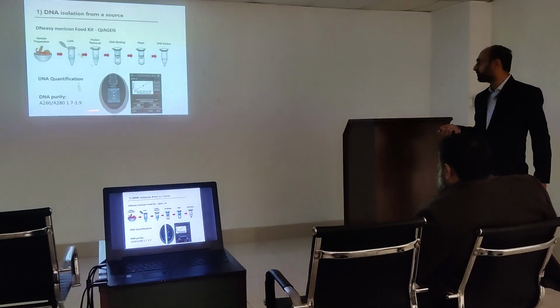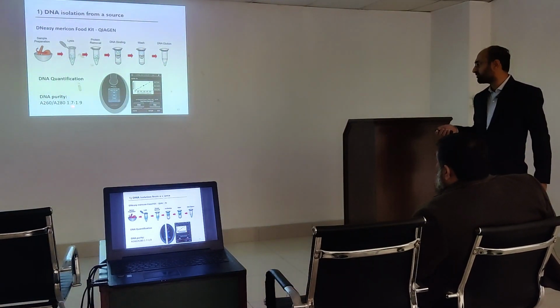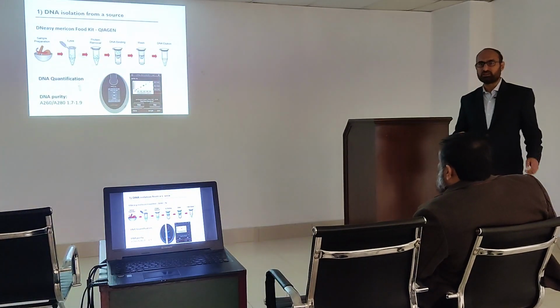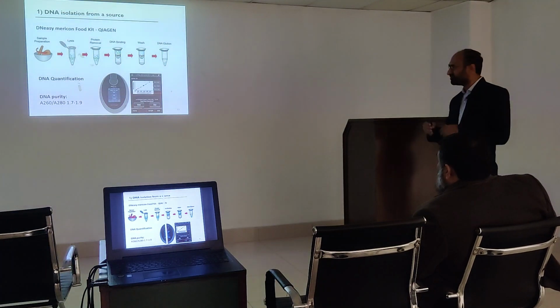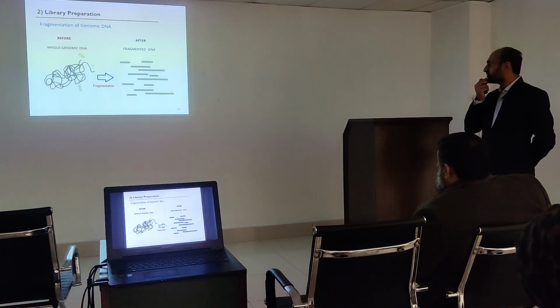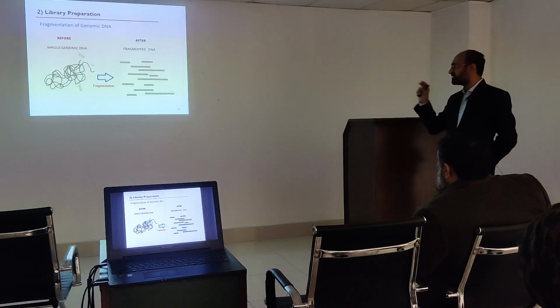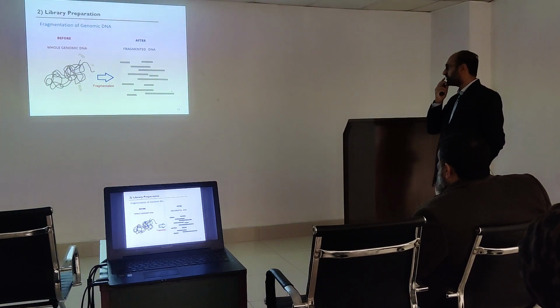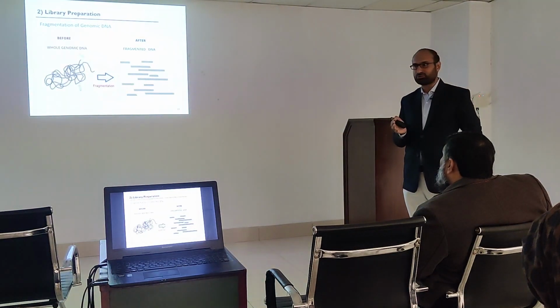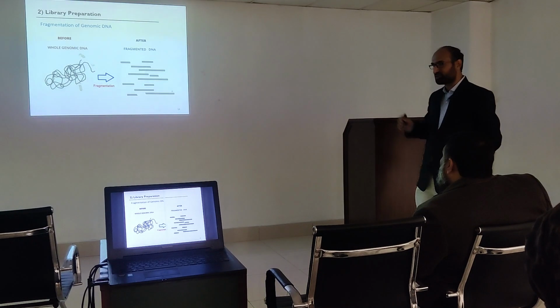And for the purpose of DNA purity, we can check the NanoDrop 260 by 280 ratio, which must be more than 1.7. Even if we get 1.5, 1.6, the sample can work. So this is the first step in library preparation. This is just the theoretical aspects of how a library is prepared. I presume that some or many of you already know how the process works.